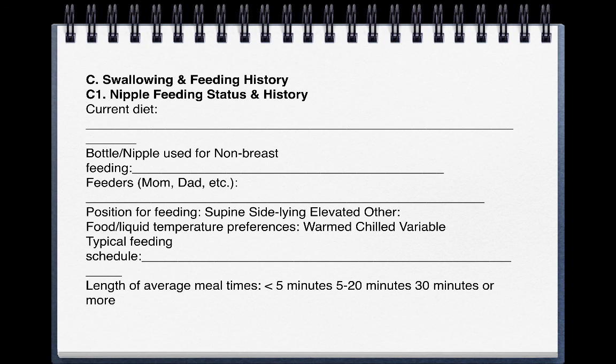You're also going to want to get feeding and swallowing history. Are there positions or characteristics of the food or liquid that are preferred by the baby? How long does it take a baby to take in sufficient PO? And is the baby breastfeeding, bottle feeding, some kind of combination of those?